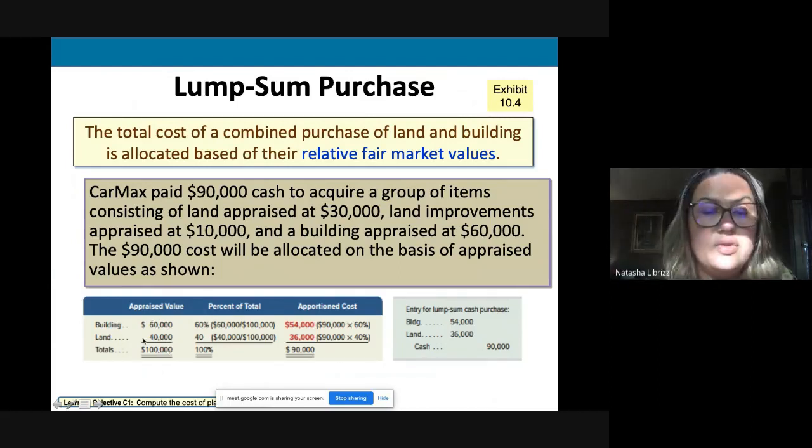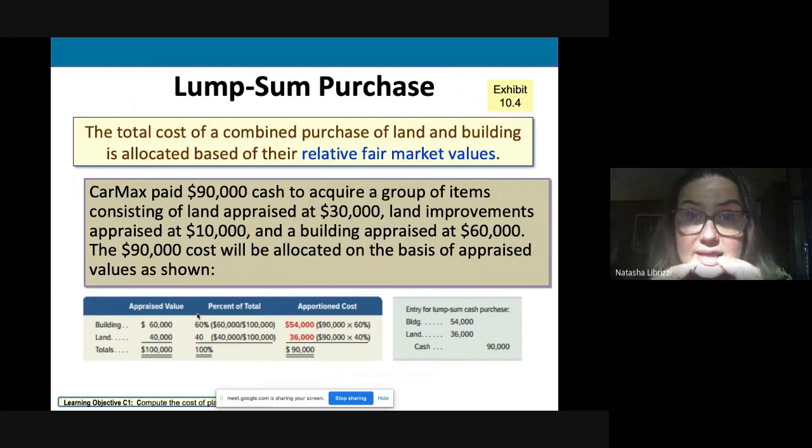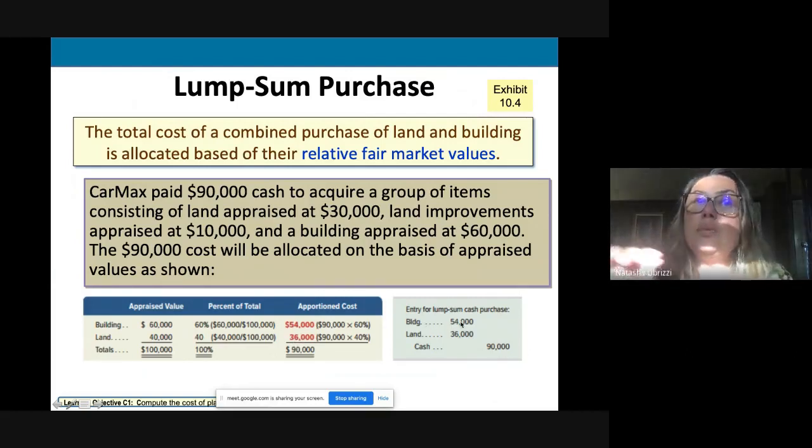We cannot book all 100. However, it represents 100%. I take 40,000 divided by 100, it's 40%. 60 divided by 100, it's 60%. This is your calculation. So now these are percentages of the whole. Your whole pie that you paid is 90,000. So now you're going to take 60% times 90, and 54,000 is going to be allocated to building. And remember, building would be depreciated and land would not be depreciated. We have to book them separately. So land would be 36,000.